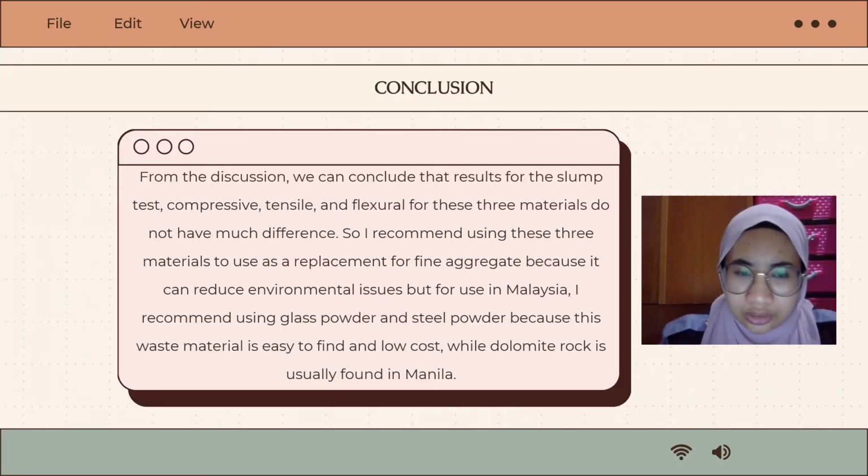For the conclusion, from the discussion, we can conclude that the results for the slump test, compressive, tensile and flexural strength for these three materials do not have much difference. So, I recommend using these three materials as a replacement for fine aggregate because it can reduce environmental issues. But for use in Malaysia, I recommend using glass powder and steel powder because this waste material is easy to find and low cost, while dolomite rock sand is usually found in Manila.